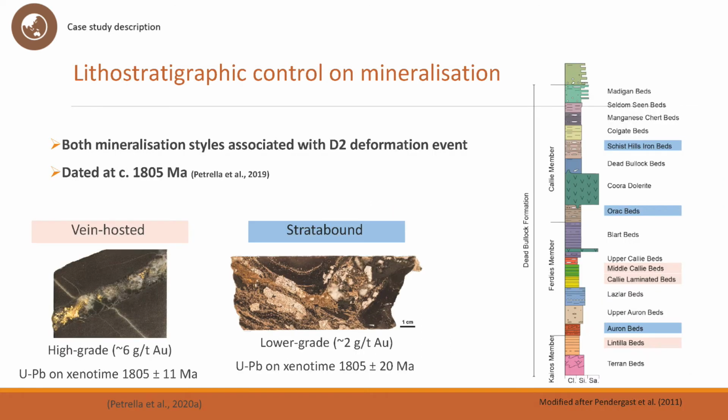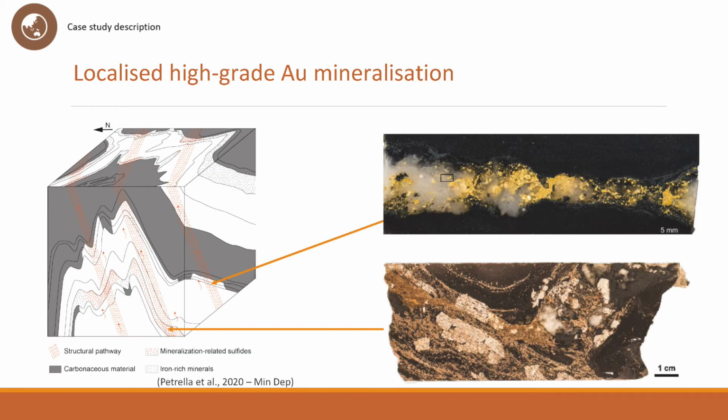Actually, there are two types of mineralization that you can find at Callie. There's one that is lower grade, which looks like this. It consists of gold associated with sulfide, and you find it when the structural pathways are intersecting sedimentary rocks that are rich in iron. The mineralization type that we are interested in is this one. It consists of quartz veins with visible gold, and you find it when the veins are intersecting metasedimentary rocks that are rich in carbonaceous material. And just as a summary, this is a diagram of the Callie system with the folded metasedimentary rocks. So you have different types of metasedimentary rocks.